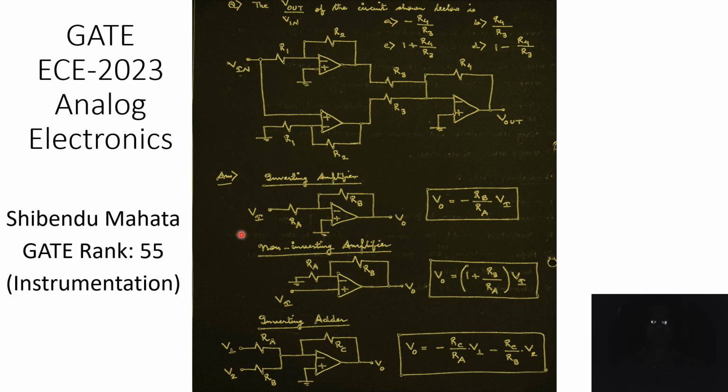So let's revisit our understanding of the inverting amplifier. This is the topology for the inverting amplifier. The non-inverting terminal is grounded, input is applied through RA, and there is another resistance named RB in the negative feedback path. The output voltage is given by negative of the feedback resistance RB divided by the input resistance RA, multiplied by the input voltage Vi.